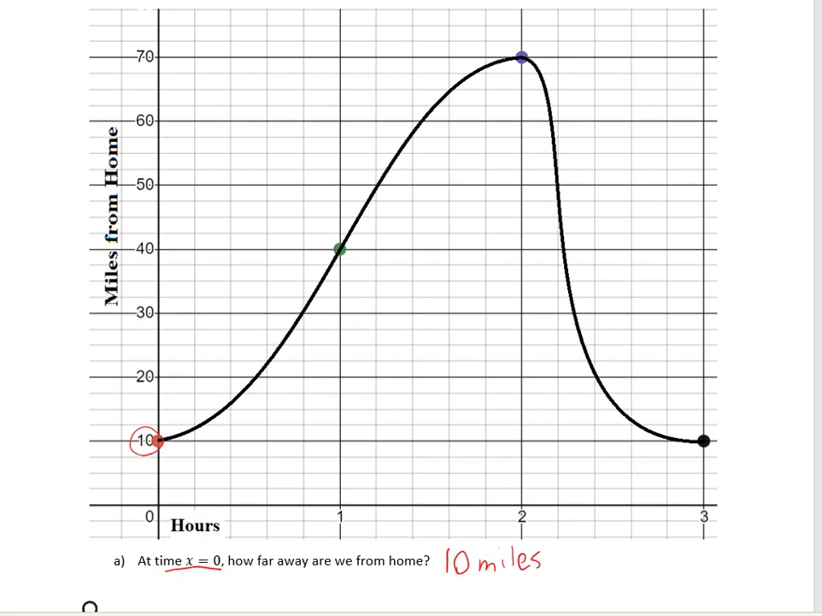Alright, so here's the deal. If this is our house, let's go ahead and give it a little door. What happens is that we start 10 miles away from home, and we're going to continue to travel, okay? And then when we hit the 2-hour mark, our distance between home and us starts to actually go down again. So we turn around and we come back until hour 3 when we're again 10 miles away.